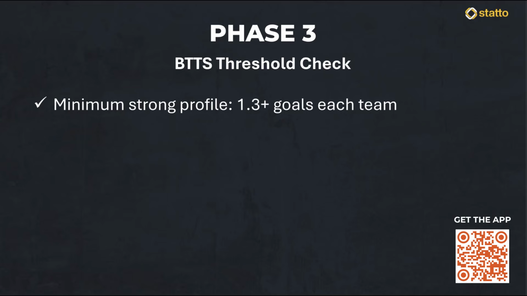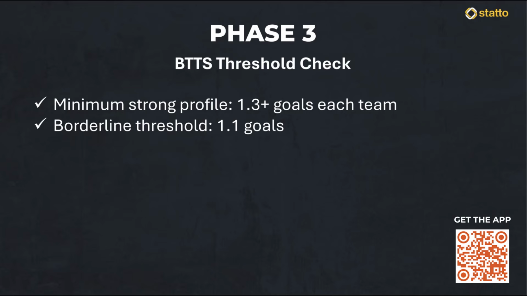To be profitable over the long run, we need a high degree of confidence that both sides can find the back of the net. How we approach this correctly is by setting a strict threshold. For a strong both teams to score profile, we ideally want to see both teams projected to score at least 1.3 goals. If both teams are above that mark, it is an automatic strong lean. In our example, Arsenal is at 1.85, which is fantastic. Chelsea is at 1.22, which is slightly below our ideal mark, but still sits above our minimum borderline threshold of 1.1. When we add these together, we get a combined match projection of 3.07 total goals.